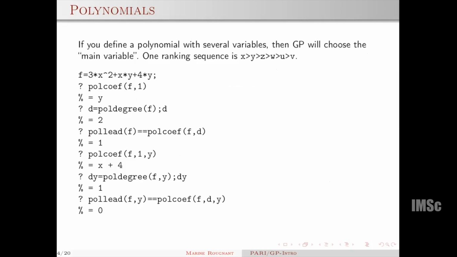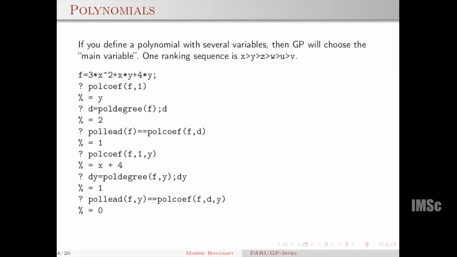So we spoke about polynomials in one variable. Sometimes you need more than one variable. You can do that, but remember that there is always a main variable. And if you do not specify anything, the sequence is here. X is your main variable, then you have Y, then Z, then W, then U, and then D.